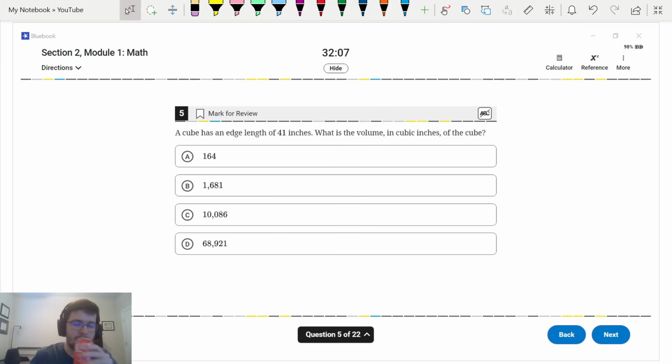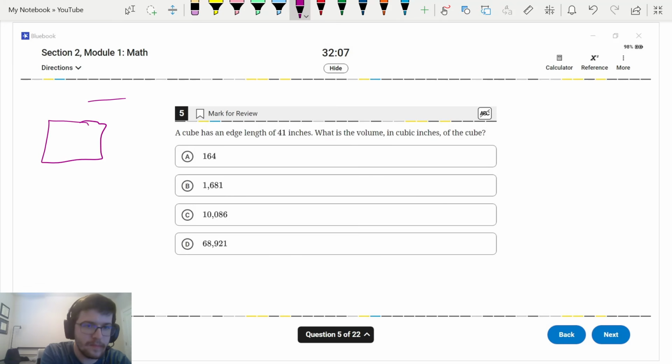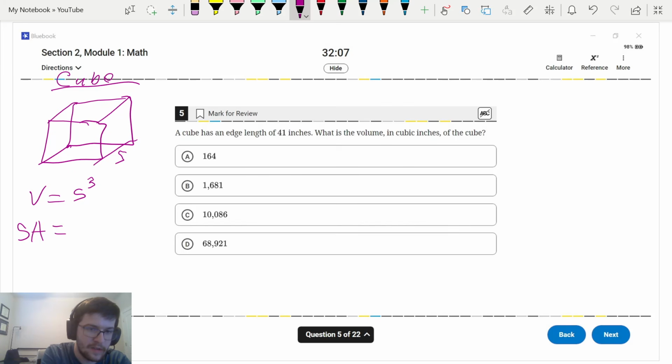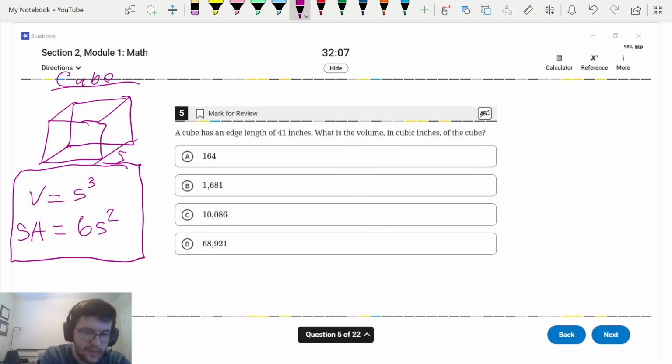So the formula that you need to know, I'm not the best at drawing these, but just humor me. If the side length is S, you want to know that the volume of a cube is S cubed, and that the surface area is 6S squared. Those are two equations that you definitely want to have memorized going into the test.